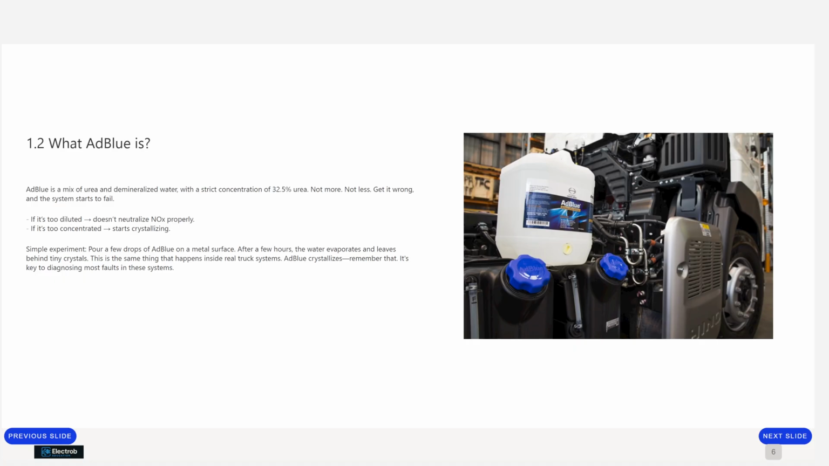AdBlue is a mix of urea and demineralized water, with a strict concentration of 32.5% urea. Not more, not less. Get it wrong, and the system starts to fail. If it's too diluted, it doesn't neutralize NOx properly. If it's too concentrated, it starts crystallizing. Simple experiment: pour a few drops of AdBlue on a metal surface. After a few hours, the water evaporates and leaves behind tiny crystals. This is the same thing that happens inside real truck systems. AdBlue crystallizes. Remember that. It's key to diagnosing most faults in these systems.